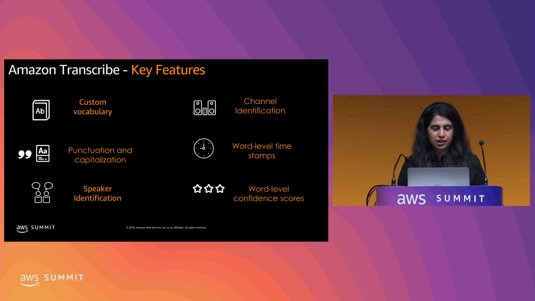Most speech recognition systems today output a string of text without punctuation. Transcribe uses deep learning to add punctuation and formatting automatically, so the output is more intelligible and it can be used without any further editing.